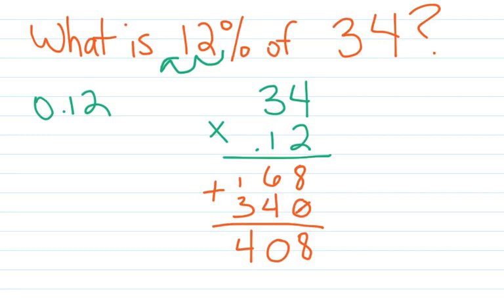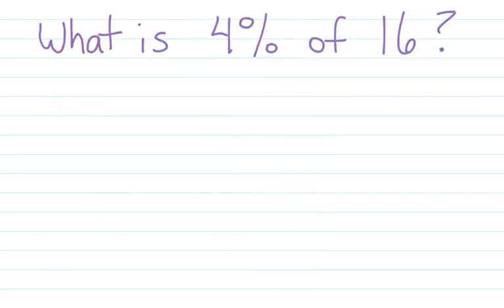Now I got 408, but I'm not quite done because when I multiply with numbers that have decimals in them, I have to have as many places in my answer to the problem as I had within the problem itself. So in the problem 34 times 0.12, there are actually 2 decimal places in that problem. So I need to have 2 decimal places in my answer. So the correct answer here would be, what is 12% of 34? It would be 4.08.